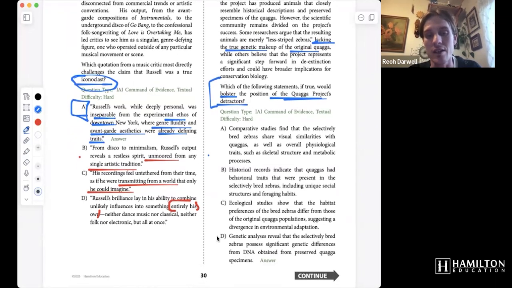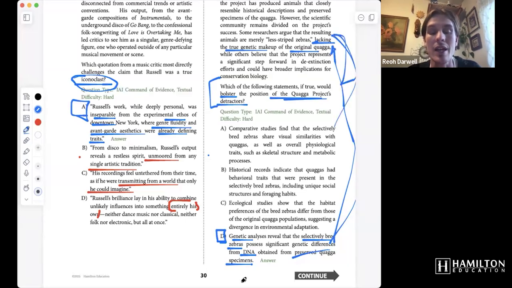Answer choice D says that. So choice D says, look, you look at the genes and old preserved Quagga specimens have very different DNA from the new selectively bred zebras that are supposed to be like Quaggas, right? So they can't be the same because their genes are different. That connects directly with this claim here. So because those two things connect, that's how we can get D as our correct answer choice.